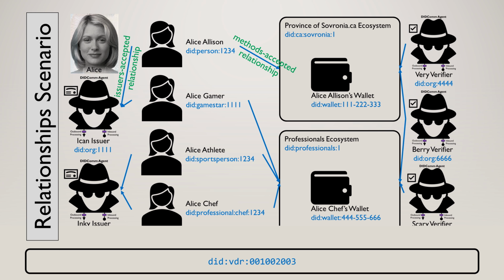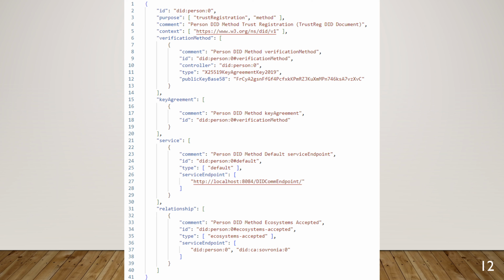The last two elements or objects I'm showing here in this relationship scenario are Alice's wallet and Allison's wallet, which we've seen before, and Alice Chef's wallet. They're inside the ecosystem just because there's a lack of space on the slide, but the implication is that they also have relationships with their respective ecosystems.